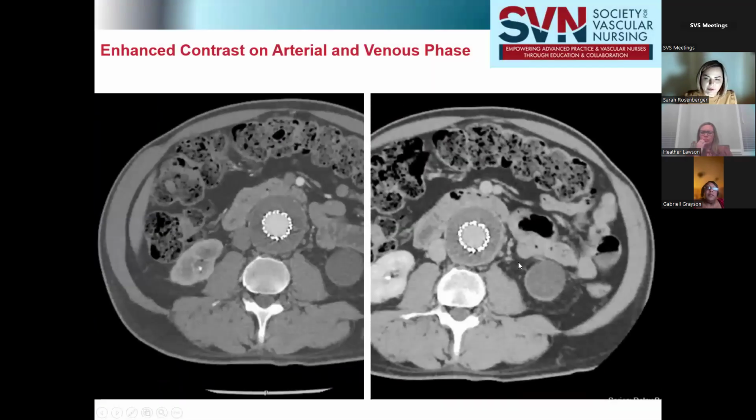Oh, okay, well, I messed that up, but here are still shots from that. So here's our venous phase, here's our arterial phase. You'll see the arterial phase is much more contrast. Here's the artery, here's your vena cava. In the delay image, your aorta inside the stent and the vena cava should be about the same color.